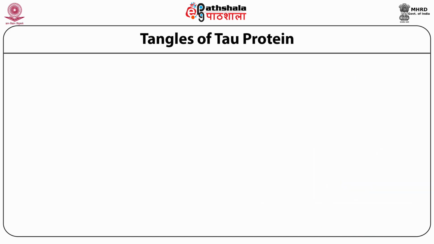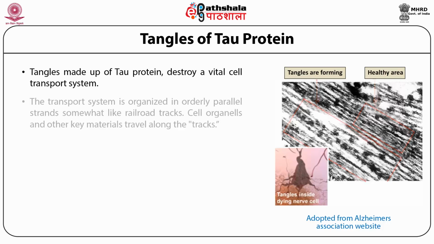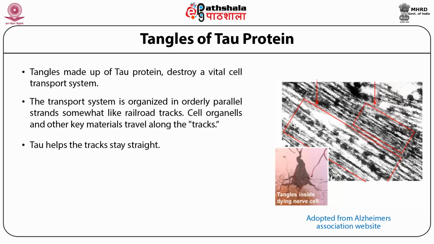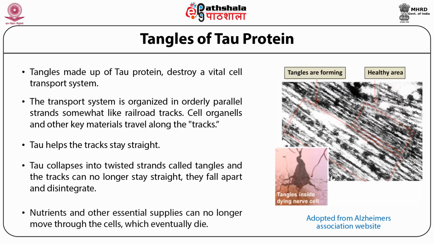Tangles of tau protein destroy the vital cell transport system. The transport system is organized in orderly parallel strands, somewhat like railroad tracks. Cell organelles and other key materials travel along the tracks. Tau helps the tracks stay straight, but when tau collapses into twisted strands called tangles, the tracks can no longer stay healthy. They fall apart and disintegrate. Nutrients and other essential supplies can no longer move through the cells, which eventually die.